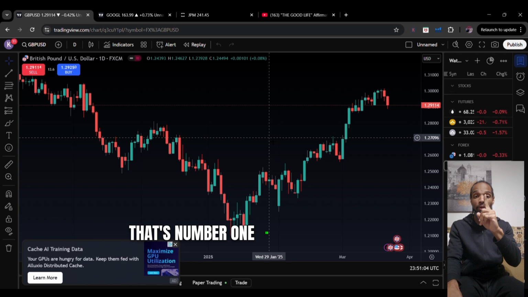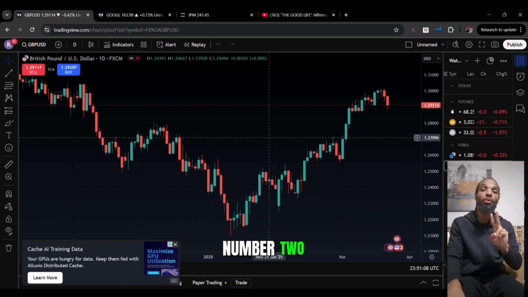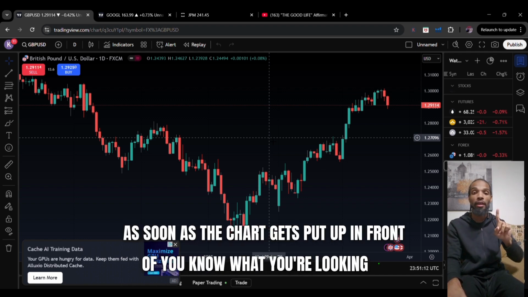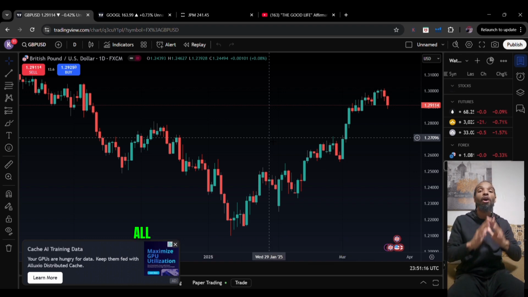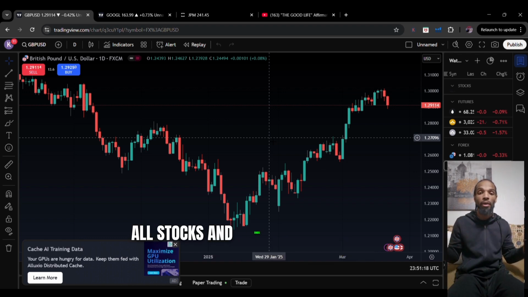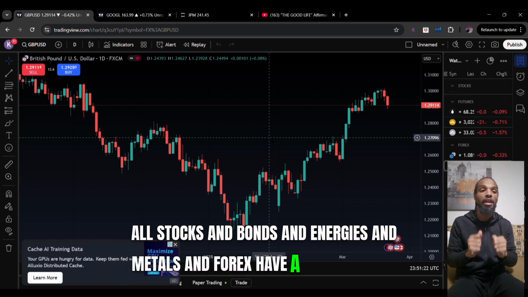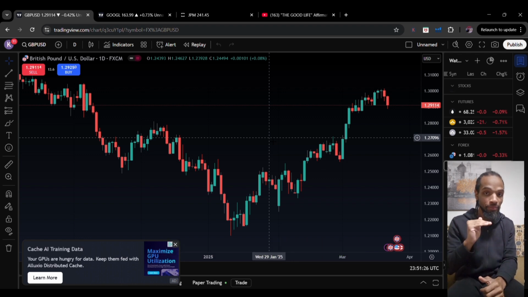That's number one on just identifying a chart. Number two, as soon as the chart gets put up in front of you, know what you're looking at. Two, where is the current price? All stocks and bonds and energies and metals and Forex have a current price that it is sitting at currently.